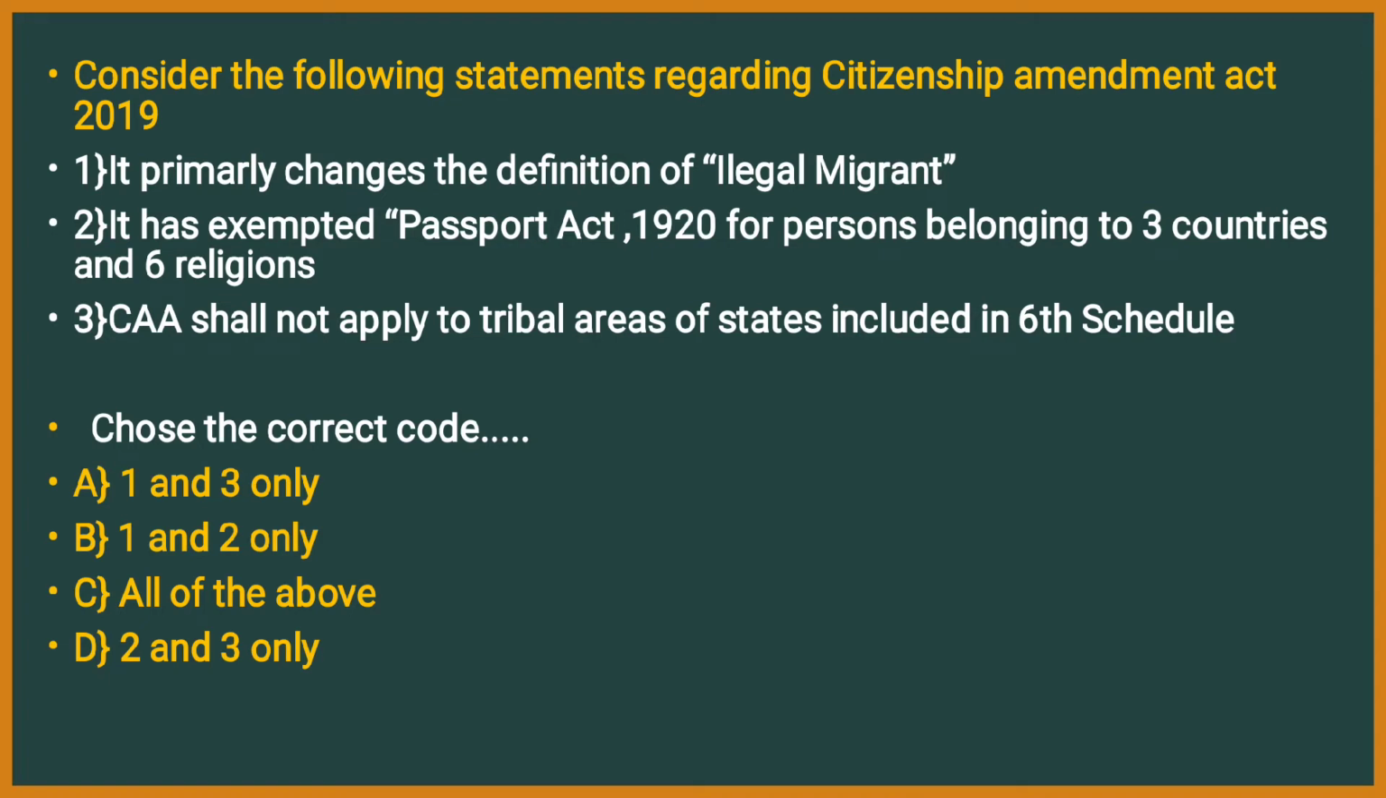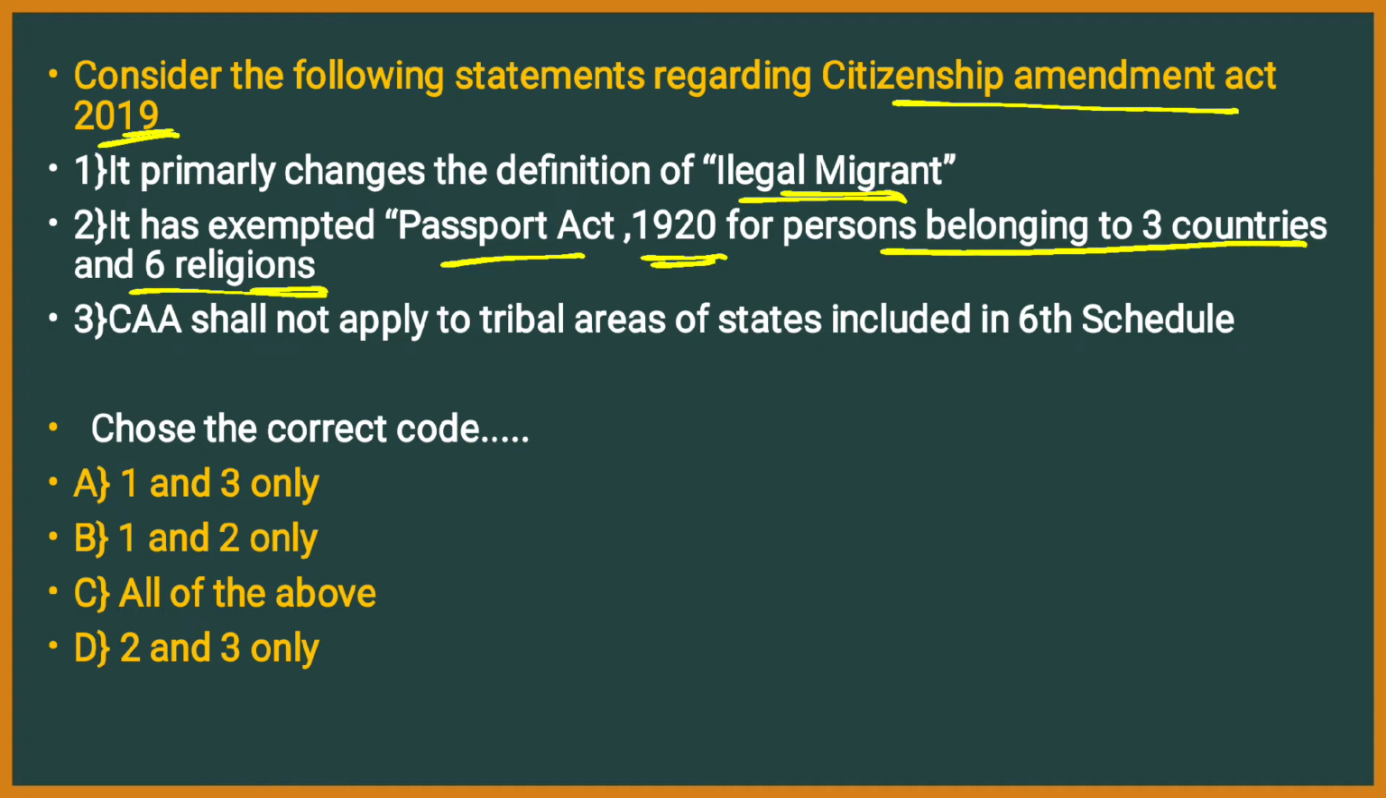Next question. Consider the following statements regarding the Citizenship Amendment Act of 2019. First statement, it primarily changes the definition of illegal migrant. Second, it has exempted the Passport Act of 1920 for persons belonging to 3 countries and 6 religions. Third statement, the Citizenship Amendment Act shall not apply to tribal areas of the states included in the 6th Schedule. Choose the correct answer: 1 and 3, 1 and 2, all of the above, 2 and 3 only.